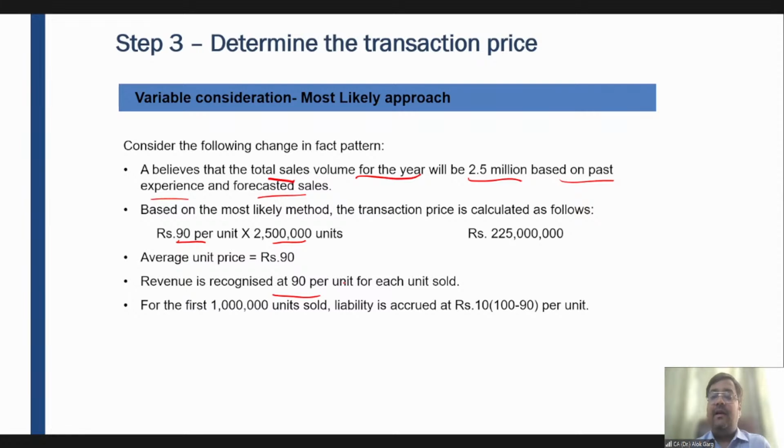Sumit is saying, sir, in binary outcome, only two situations can be there. It will happen and it will not happen. That is why it is named the most likely approach. You are right, Sumit. Bang on. You are right.